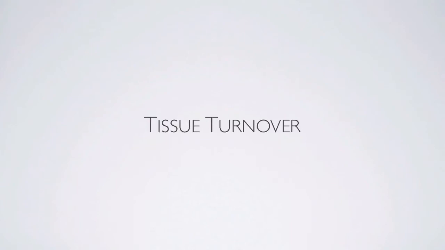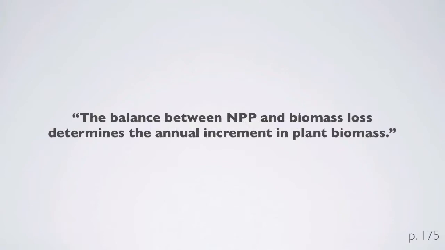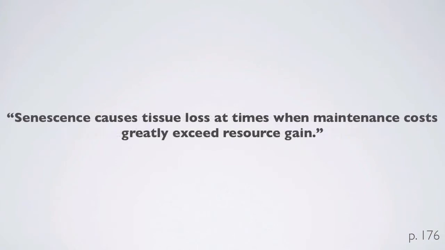Having examined the production and allocation of biomass, we'll now look at patterns of the loss of biomass, tissue turnover. The balance between NPP and biomass loss determines the annual increment in plant biomass. Senescence causes tissue loss at times when maintenance costs greatly exceed resource gain.